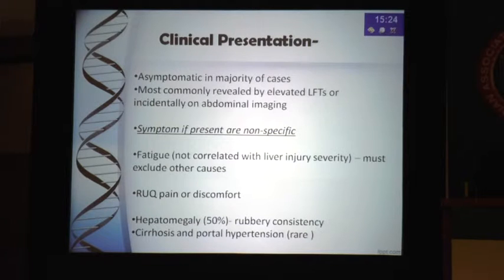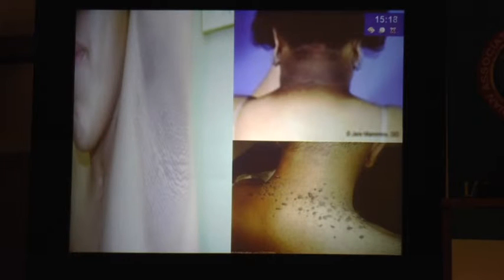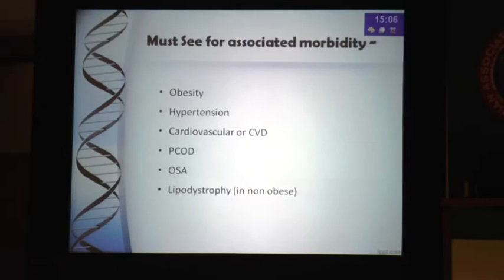But the most important point is to look for the associated morbid conditions. As I told, the underlying defect is insulin resistance, and one should look for markers of insulin resistance, that is, acanthosis nigricans, blackening in the axilla and the back of the neck. Similarly, skin tags are a feature of insulin resistance. One must also look for associated morbidity, that is, obesity, hypertension, cardiovascular disease, polycystic ovarian disease, and obstructive sleep apnea. These are the conditions which are often associated with NAFLD.